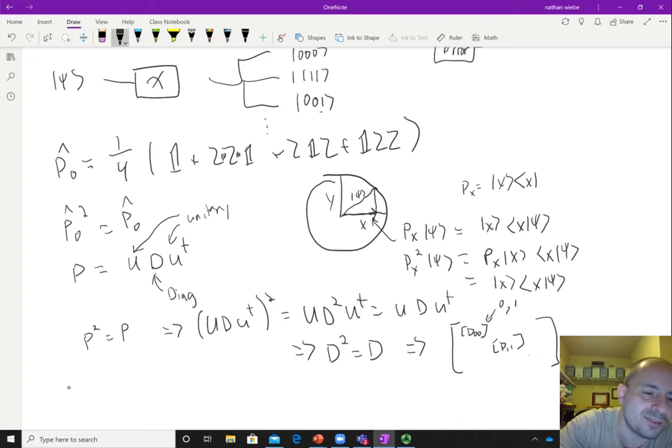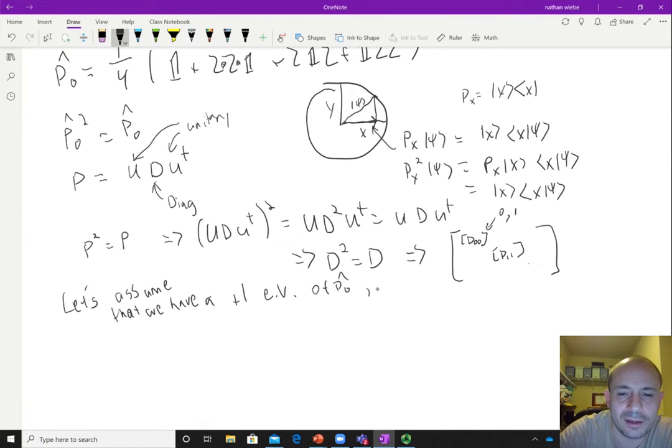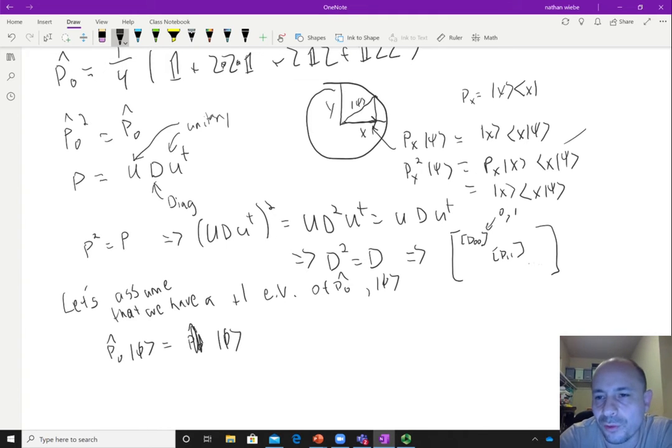Okay, let's assume that we have a +1 eigenvector of P_0 hat. What does that mean? Well, if we've got a +1 eigenvector of P_0 hat, let's call it phi, then P_0 hat phi is equal to phi, which is exactly this case over here.